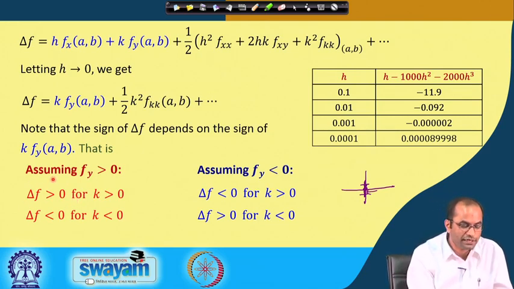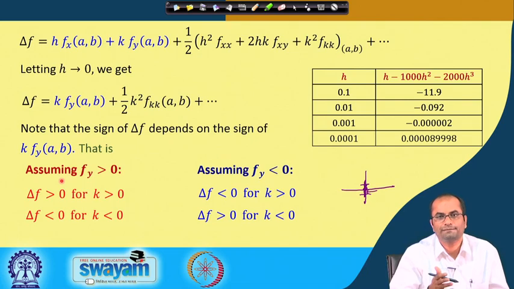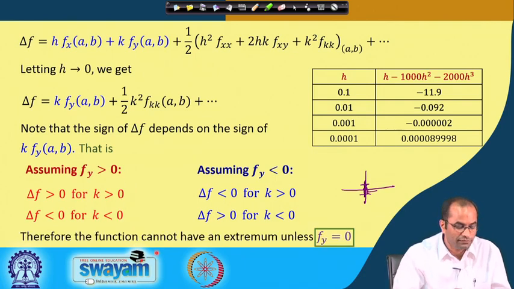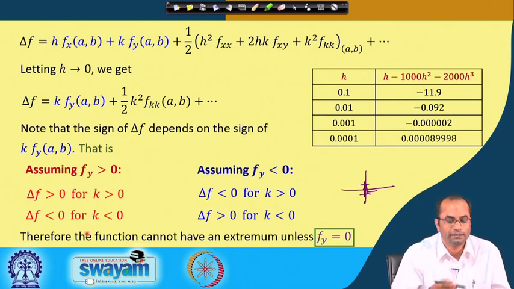So, it is changing its sign, but to have a local maximum or local minimum, it should not change its sign, because only then can we determine that this is a point of local maximum or local minimum, when all the points in the neighborhood behave with the same sign. Here delta f is positive and delta f is negative for some points in the neighborhood, and that concludes that the function cannot have an extreme value here unless this f_y is 0, because we are moving in the neighborhood of this point.